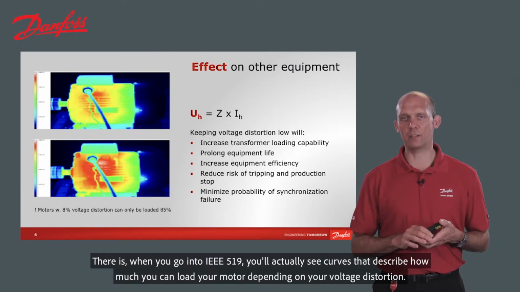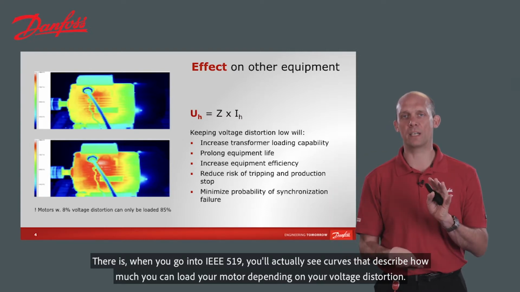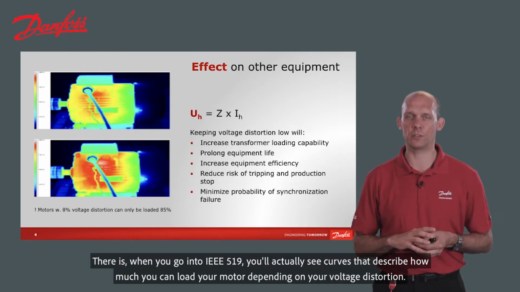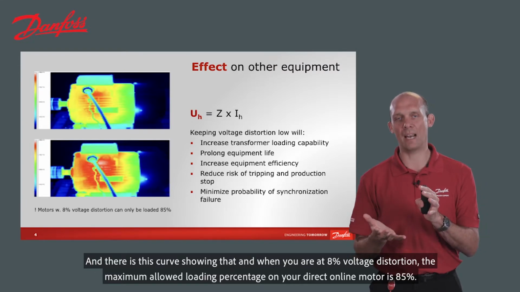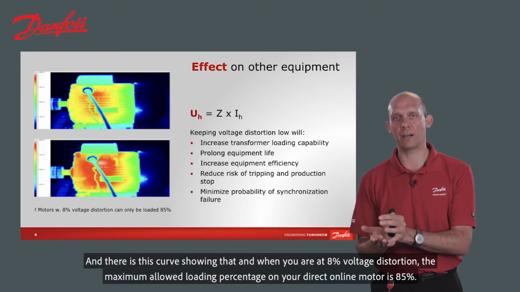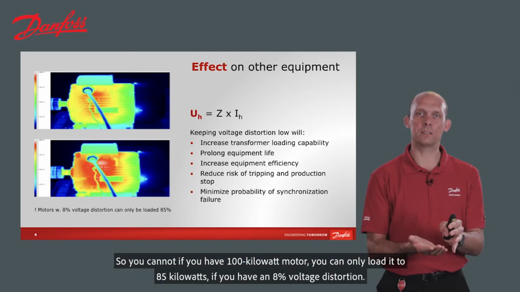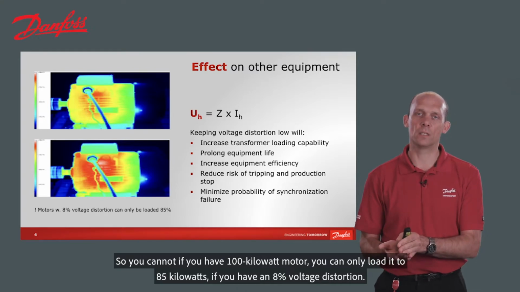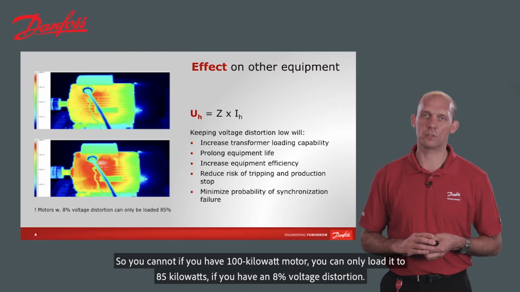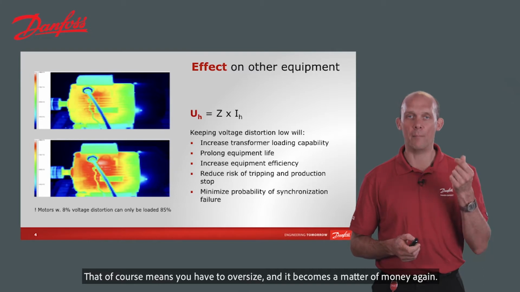When you go into IEEE 519, you will actually see curves that describe how much you can load your motor depending on your voltage distortion. And there is this curve showing that. When you are at 8% voltage distortion, the maximum allowed loading percentage on your direct online motor is 85%. So if you have a 100 kilowatt motor, you can only load it to 85 kilowatts if you have 8% voltage distortion. And that of course means you have to oversize, and it becomes a matter of money again.